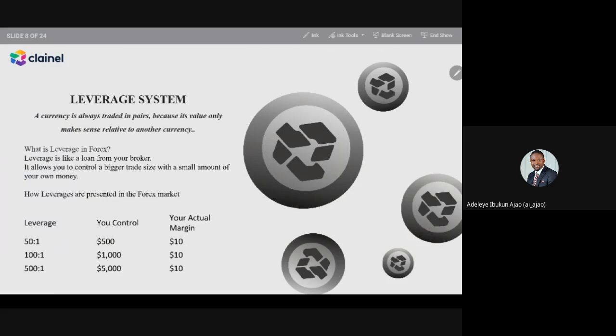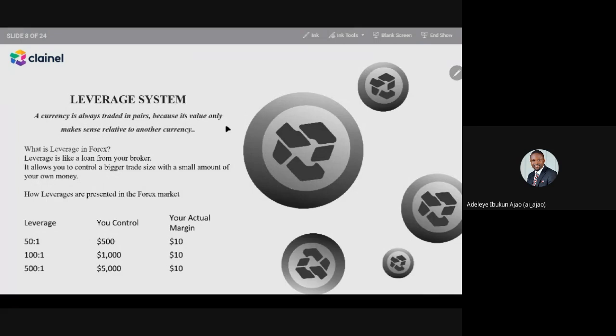You either trade one lot, which is your standard lot, your mini lot, which is 0.1, or your micro lot, which is 0.01. So it's traded like that in bulk. You don't just trade a single grain or $1 or 1 naira.